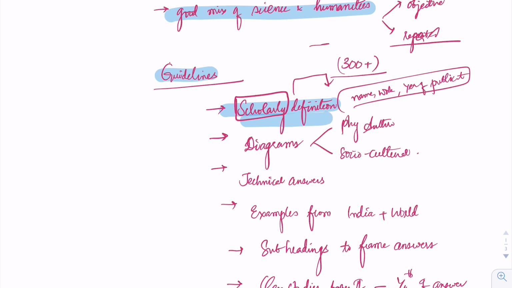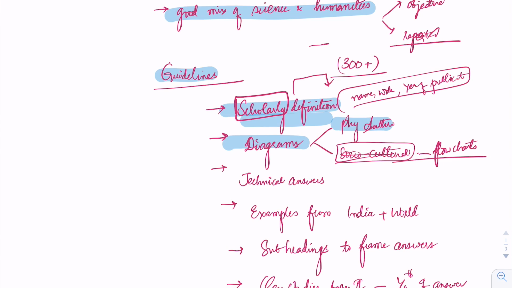Second, diagrams. Try to incorporate diagrams in most of your anthropology answers, especially in physical anthropology questions. There is immense scope for adding diagrams and illustrations, and these physical anthropology questions also tend to be objective and highly scoring compared to socio-cultural anthropology topics. Even in socio-cultural anthropology topics, try to illustrate your concepts with flowcharts.